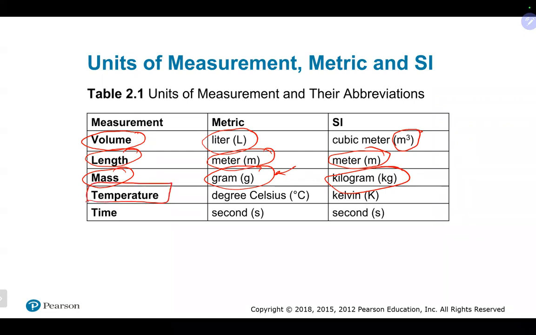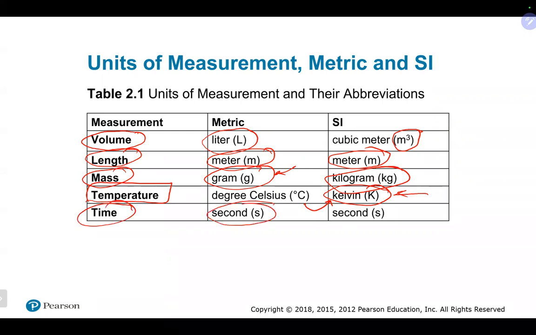Temperature for the SI unit is Kelvin, and that is a unit of temperature that we use a lot in chemistry. Pretty much every single chemistry formula that has anything to do with temperature needs to go into Kelvin in terms of the unit. And most of the time it'll go from degrees Celsius to Kelvin. And we'll talk about how to do those conversions as well in this chapter. And time is seconds in both of them.